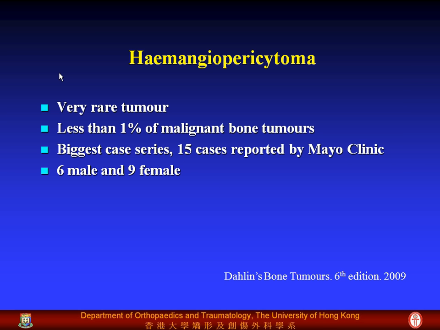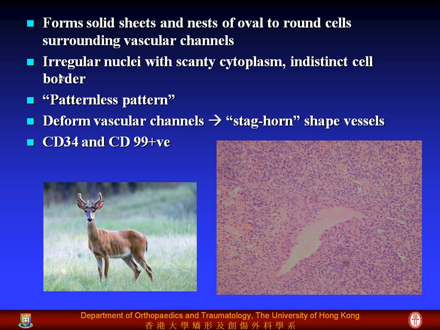Hemangiopericytoma, by the way, is a very rare tumor. It makes up less than 1% of the malignant tumors of the bone. The biggest series reported, at the Mayo Clinic, is only 15 cases, but this is just an example to show how we should manage, in principle, a malignant condition in the spine. I think most of us would have forgotten our histology, but it's very important that we remember it, as orthopedic surgeons; we are not just technicians. This is the typical staghorn shaped blood vessels in the hemangiopericytoma, the staghorn of the deer.